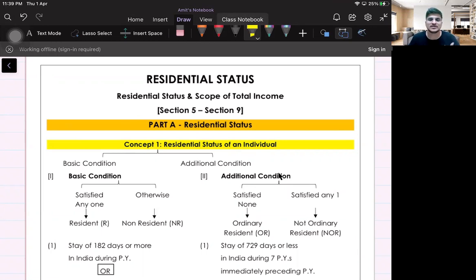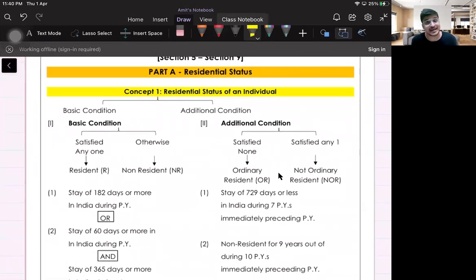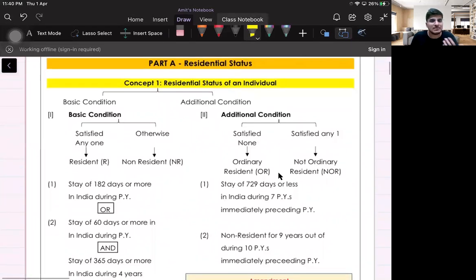First, we will start with the residential status of an individual. To determine the residential status of an individual, there are two things. One is basic condition, second is additional condition. In case of basic condition, if you satisfy any one basic condition, then you will be called a resident person for taxation purpose. But if you do not satisfy any basic condition, then you will be called a non-resident person. Now, sir, what are these basic conditions and how many basic conditions are there?